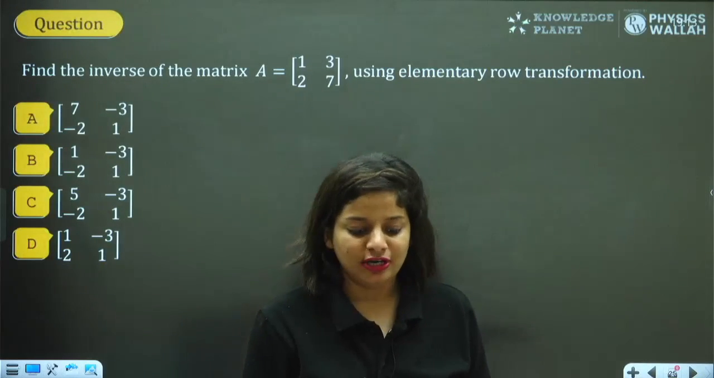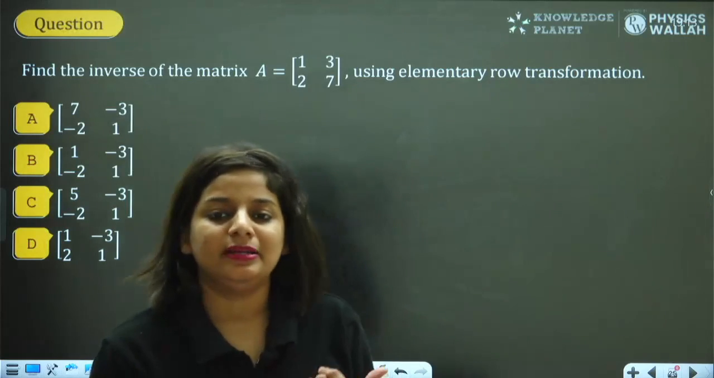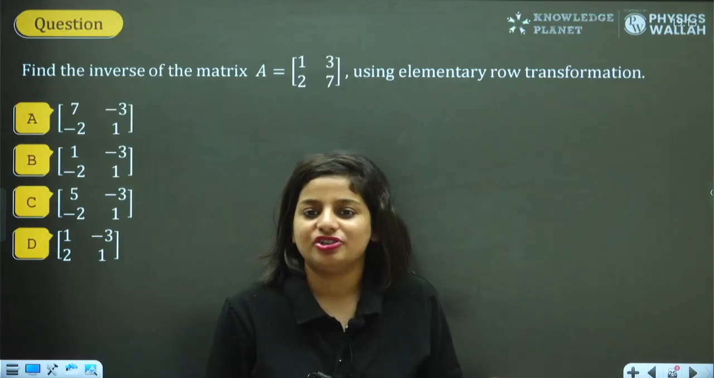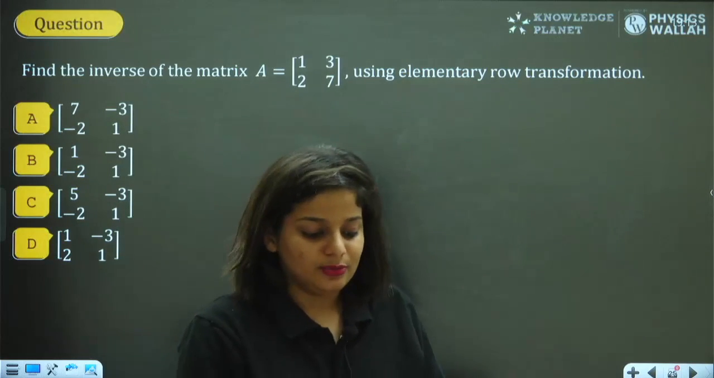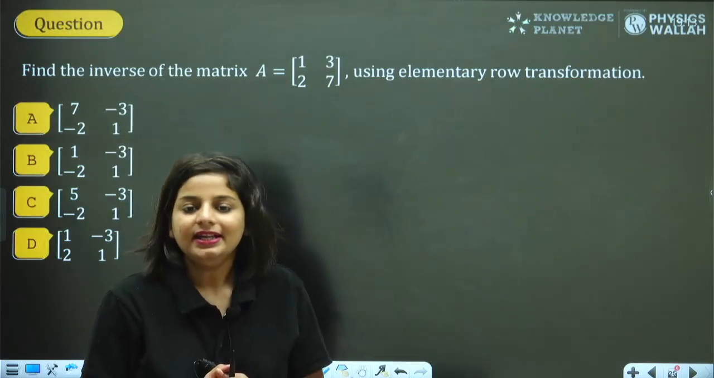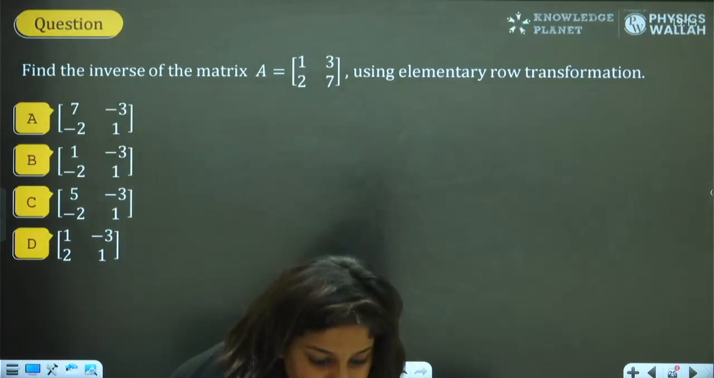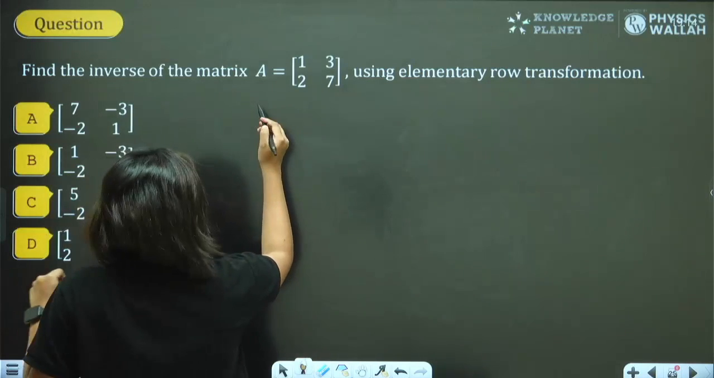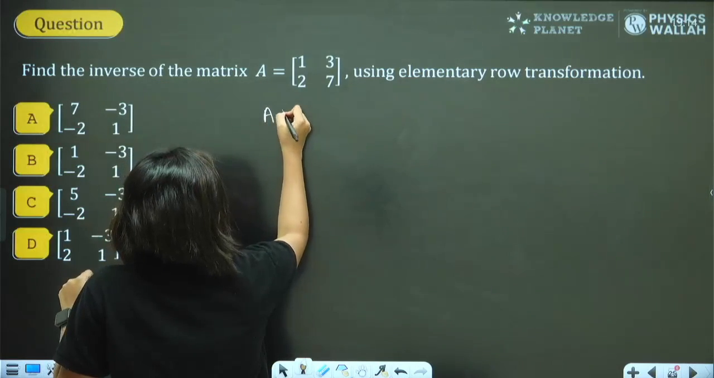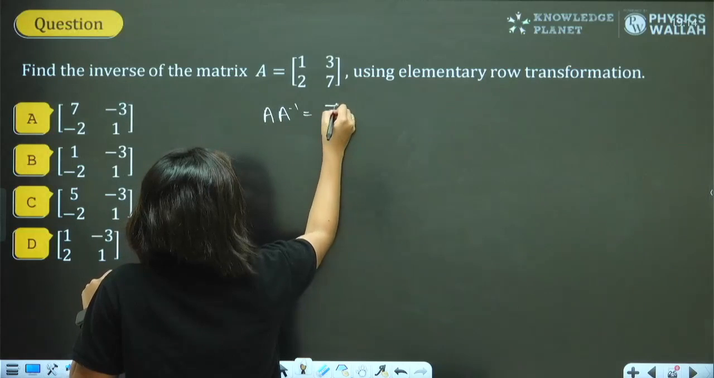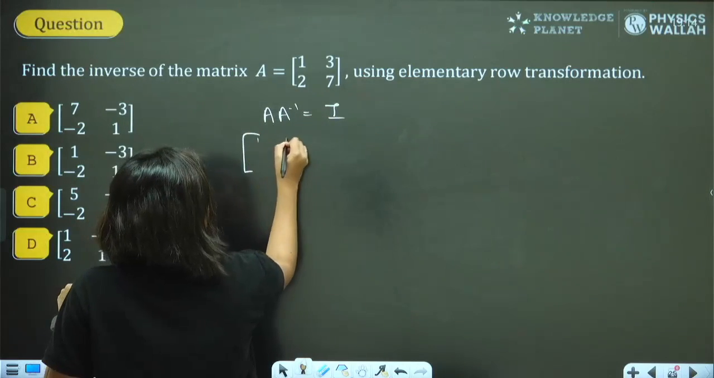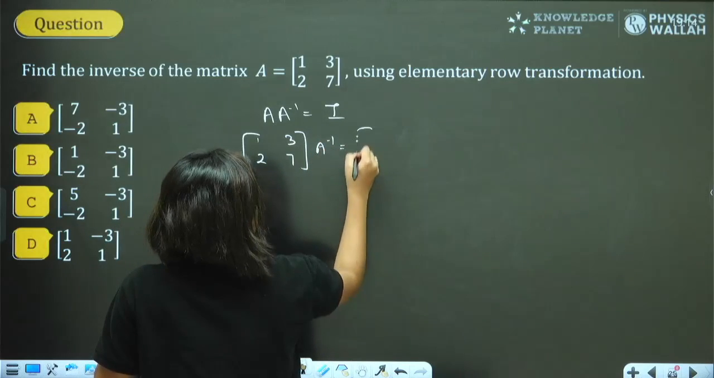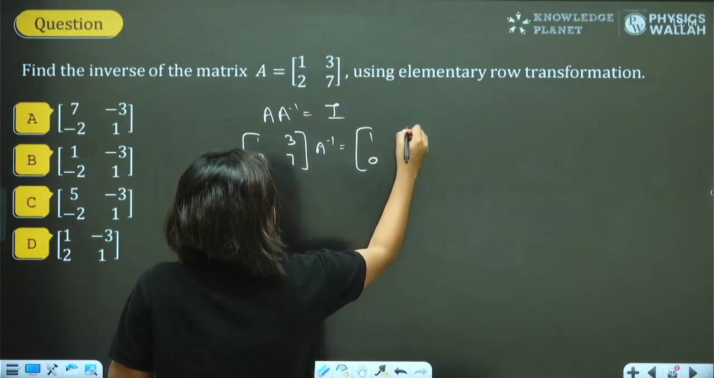Let's do one question on elementary transformation also. We did about multiplication, equality, symmetric, skew symmetric, all of the types I'm just trying to cover. So this is one question on finding inverse using elementary transformation. A is given, whichever, row transformation, alright. What is A? 1, 3, 2, 7. A inverse is a showpiece. I is 1, 0, 0, 1.